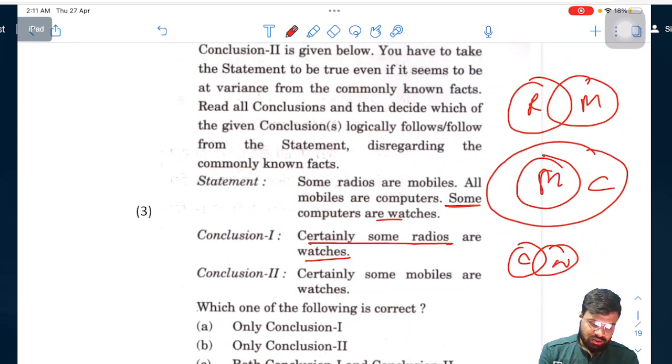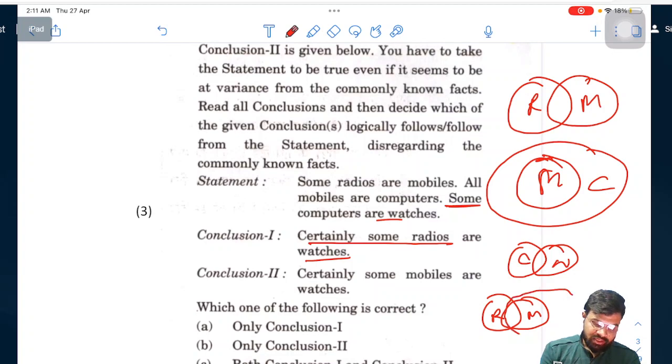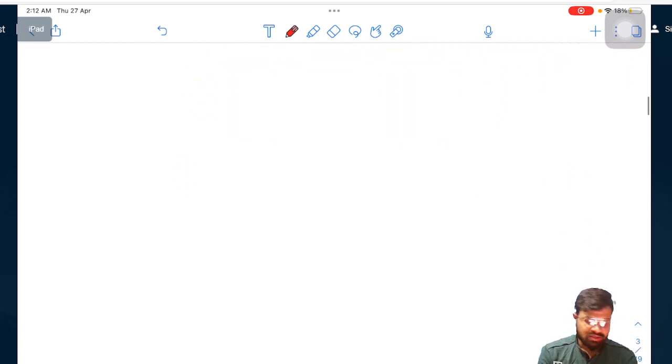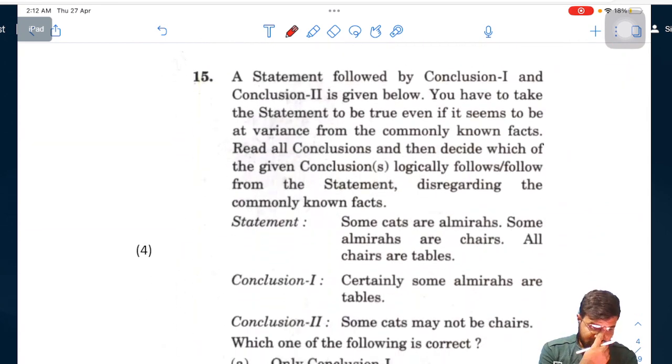Suppose this is the thing. If you merge all these three diagrams like this, radios and mobiles are taken up by these computers, and these are the watches. So there is no relation between radios and watches, and no relation between mobiles and watches. So D: neither conclusion one follows nor conclusion two follows. Our purpose is to prove the conclusion wrong, and we are successful in that. If we are not able to do that, then we will mark it as right. This is something that you need to take care of.